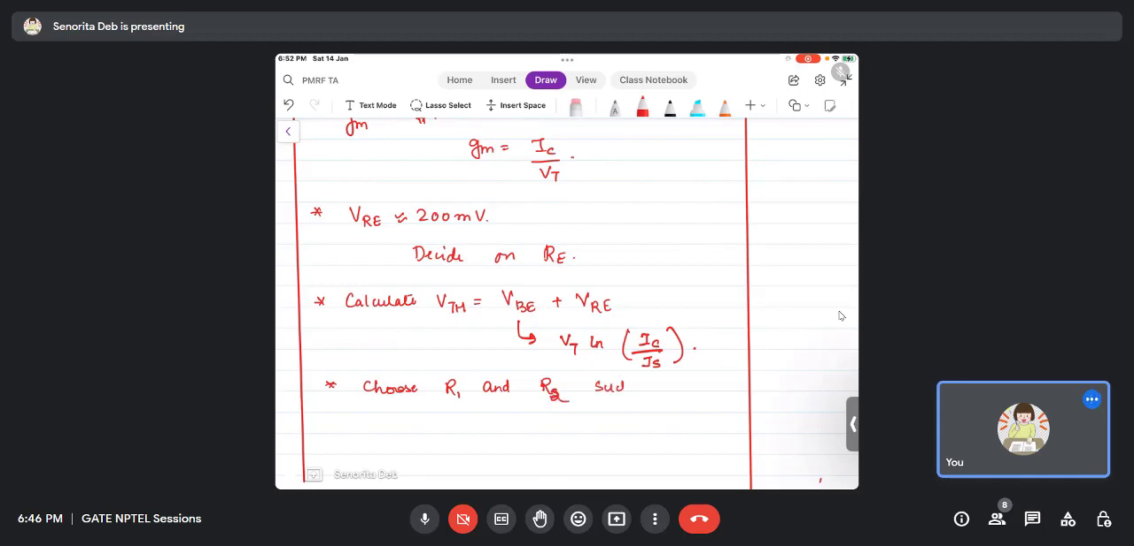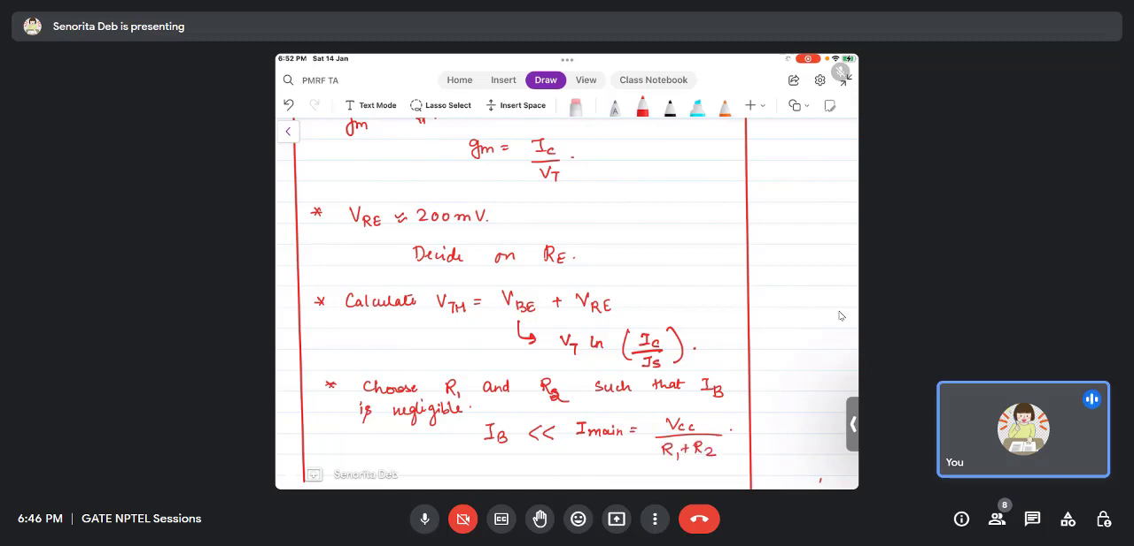such that IB is negligible. Now what does IB negligible mean? IB has to be very small compared to I main. And what is I main? I main is nothing but VCC by R1 plus R2.